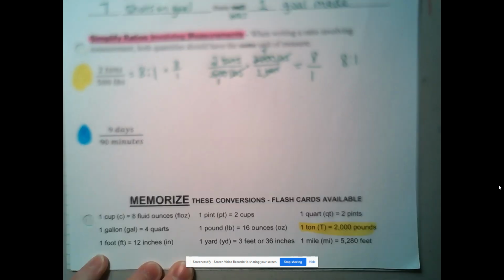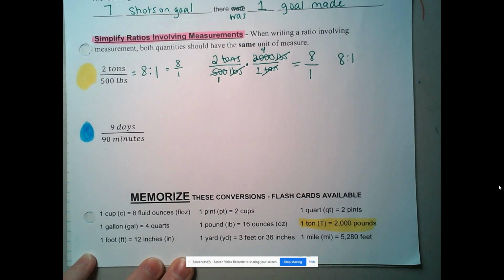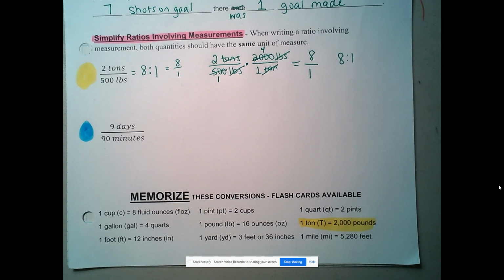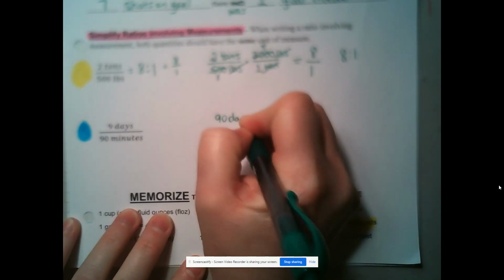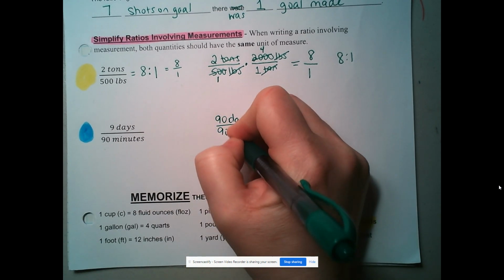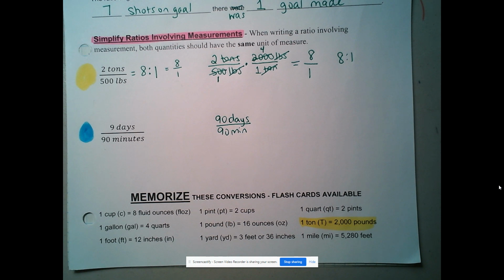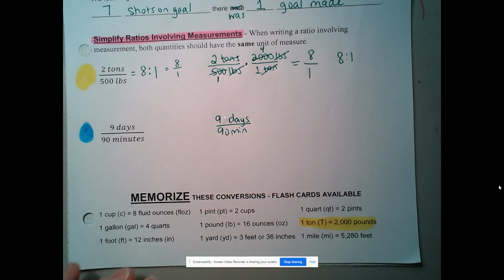All right, and the second one that's there, we're going to do blue for this one, 9 days to 90 minutes. And I don't have a conversion down at the bottom for how many minutes in a day. And that might not be one that you know. So we're going to say, all right, we can play that game. 9 days over 90 minutes. Do we know any kind of conversion that has to do with minutes or days?